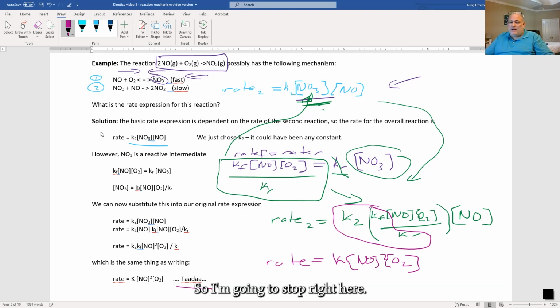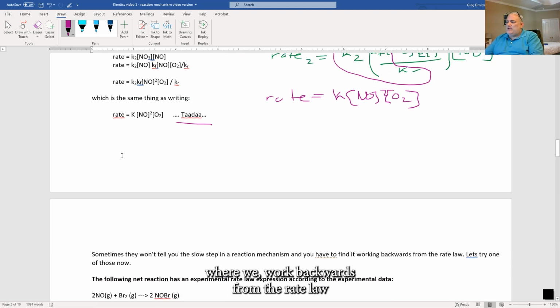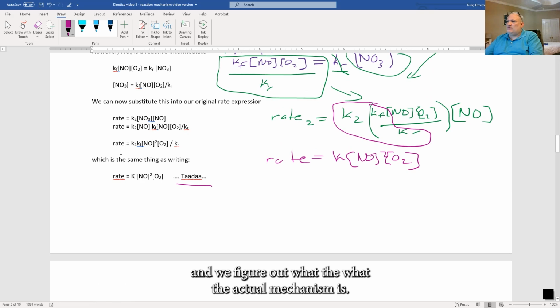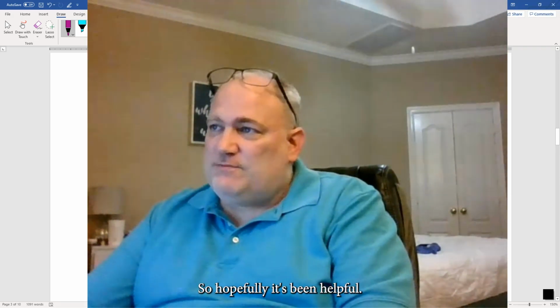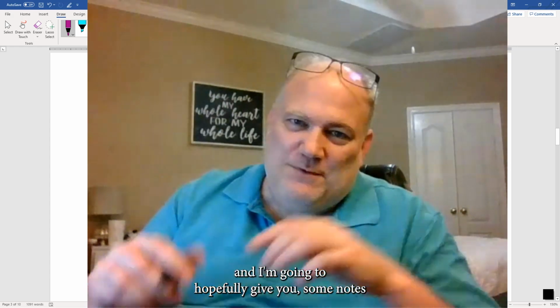So I'm going to stop right here, and what we're going to come back to is problems where we work backwards from the rate law and figure out what the actual mechanism is. So hopefully this has been helpful. You might want to go back through this, and I'm going to hopefully give you some notes that do not have all of my scribbling over them.